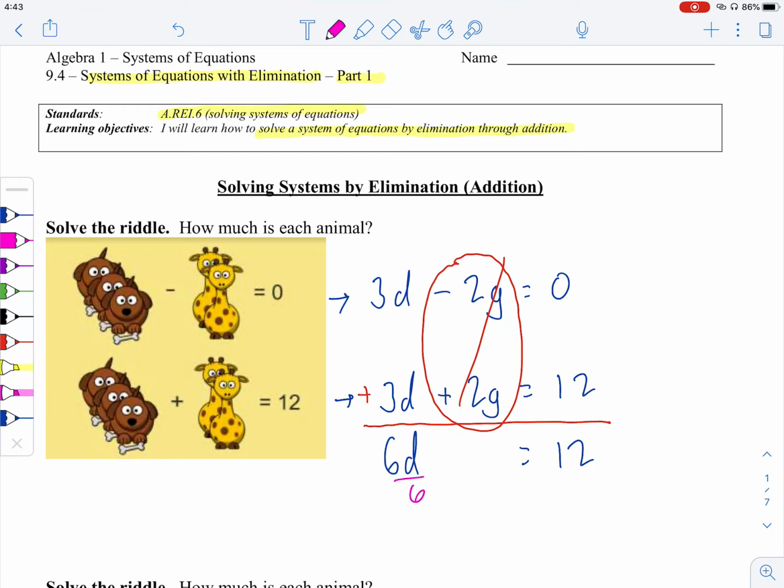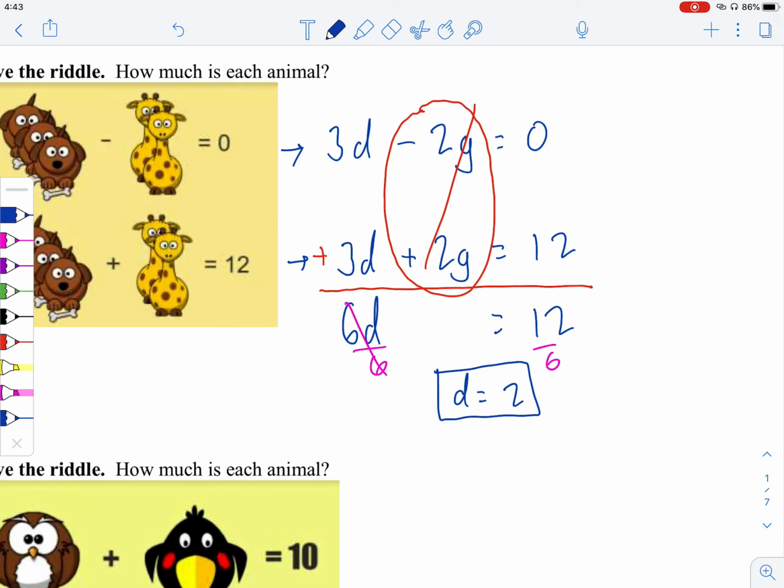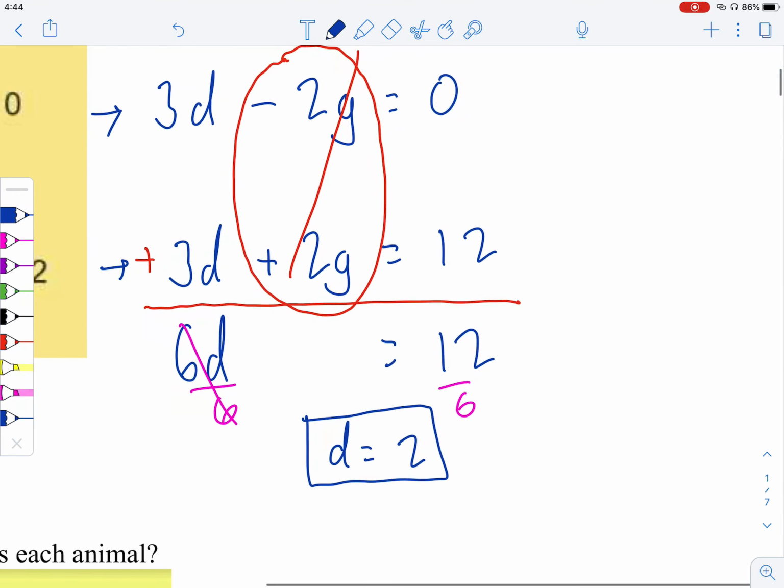Now we can divide and solve, right? Divide by 6, divide by 6. Now D is equal to 2, right? So each dog is worth 2. And then just like last time, if we know one of them, we can find out what's the other one by using one of the equations, right? So if we know the dogs is 2, we can use, let's say, the bottom equation to do it.